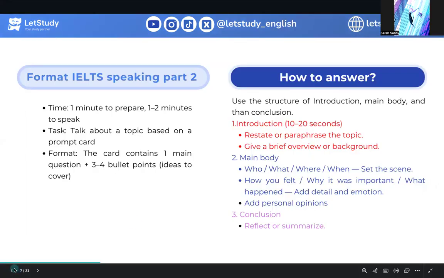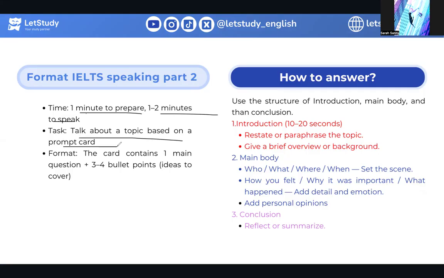Nah, oke. What is the format for IELTS Speaking Part 2? You guys have 1 minute to prepare and 1 to 2 minutes to speak. You guys talk based on a prompt card, and the card contains 1 main question and 3 to 4 bullet points. Okay, now, how do we answer this? We use the structure of introduction, main body, and then the conclusion.